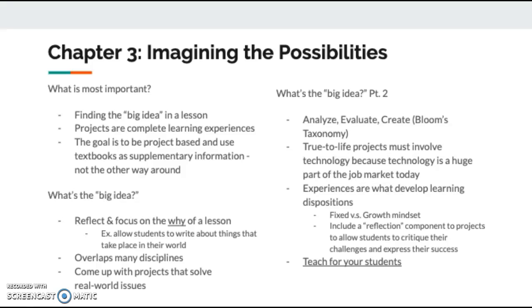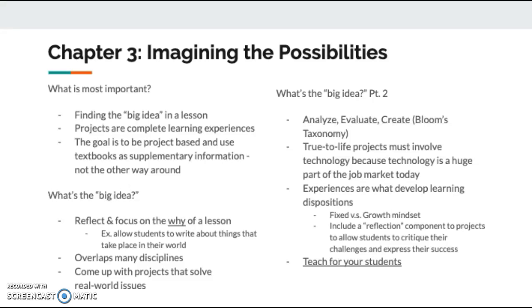It should overlap many disciplines. It shouldn't only focus on one content area. And you want to come up with problems that solve real-world issues. An example that I thought of was in college. I was a public relations major, and for all of our projects, we dealt with real-world clients. We dealt with nonprofits or companies in the area that we could help solve their issues and struggles with. It made the projects more meaningful, and it made us want to work harder and give more effort because it was going to impact other people.